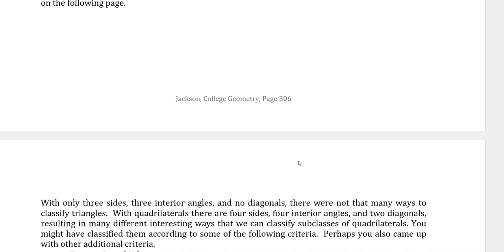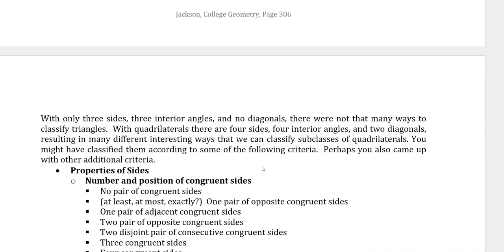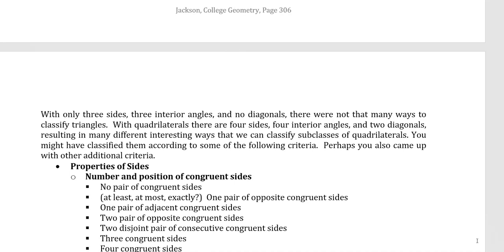You might have classified them according to some of the following criteria. Perhaps you even came up with some other additional criteria. So here are some ways that I came up with. The first one is you could look at congruent sides, the number and position of the congruent sides. For example, you might say there's a class that has no pair of congruent sides. And then you could have a class that has one pair of opposite congruent sides.